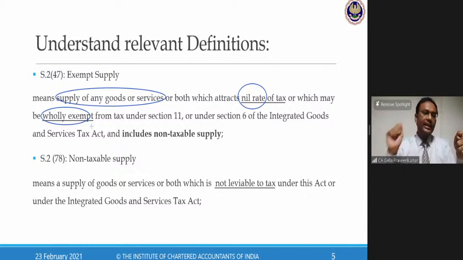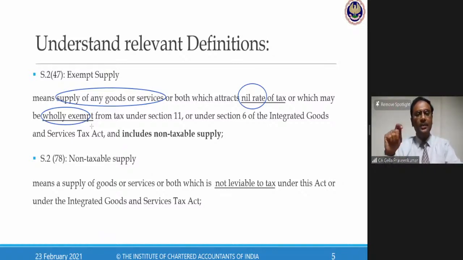That's called nil rated, wholly exempt. By virtue of an exemption notification, my activity has been defined to be an exempt activity. One example: sir, I have interest income. I have rental income, income from a rental activity which is given for a residential purpose.